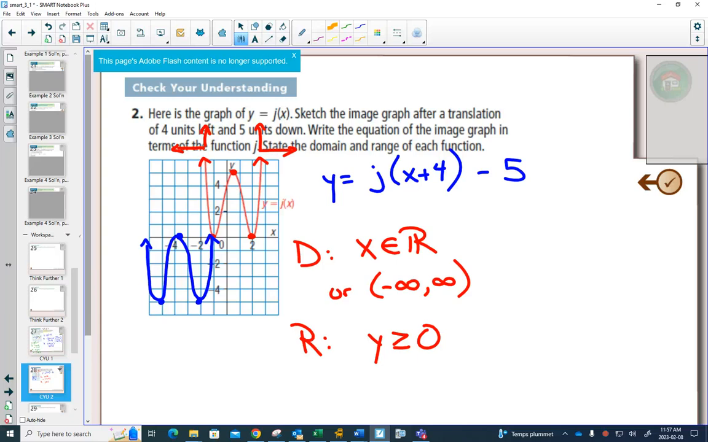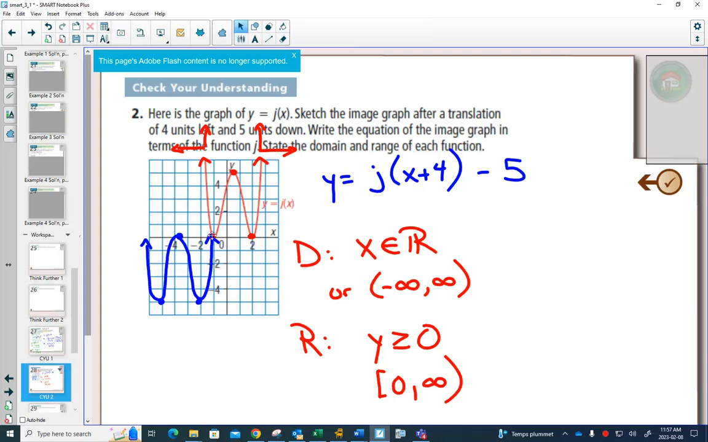It says there we should only write the equation of the image graph. Yes, it says write the equation, but it does say state domain and range of each one. So we're going to do the red one, then we'll do the blue one after. So this would be set notation, and for the red graph, the range starts at 0, but goes up forever, 0 to infinity. And we use a square bracket when we include a value, and round brackets when we don't.